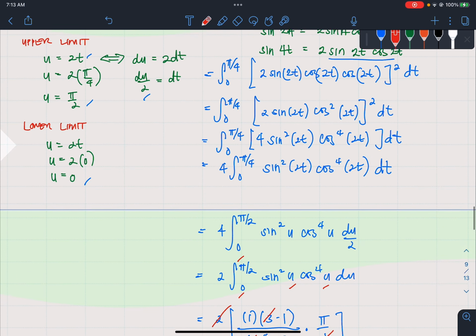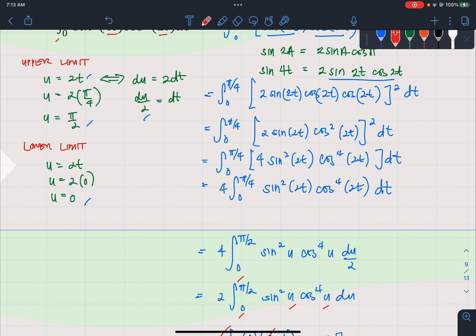Okay, so this is two transformations. We transform the angle into the same angle first, and then afterwards we transform the limit, through substitution.